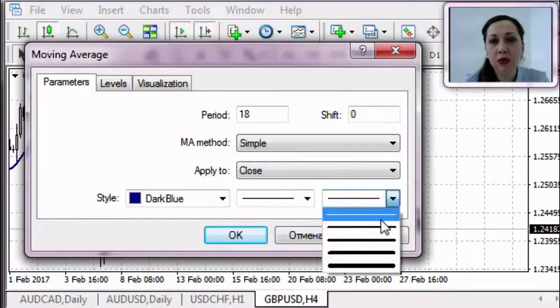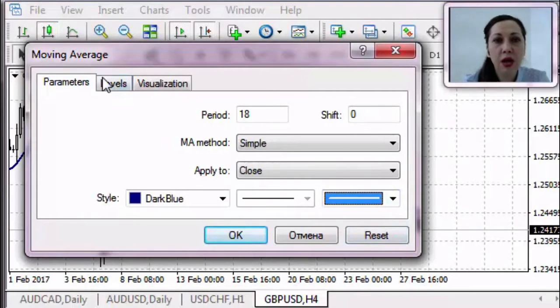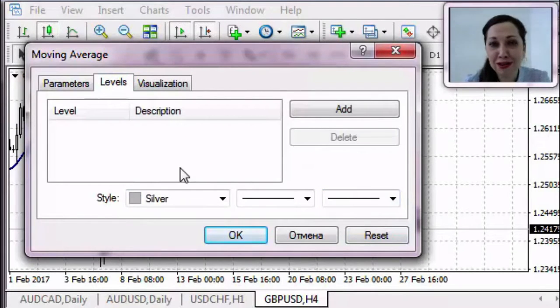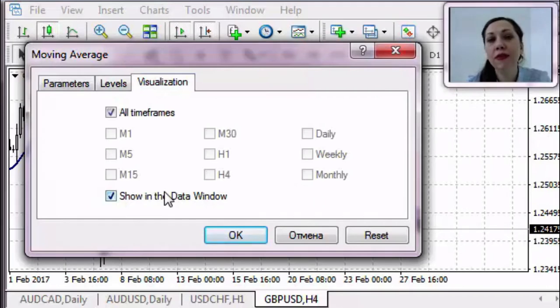You can use the type of display. You can use different levels. Moving average doesn't need it. Visualization. It's a very important icon.